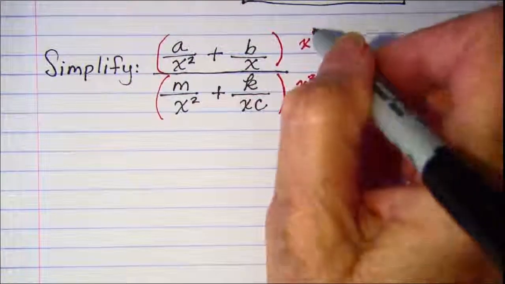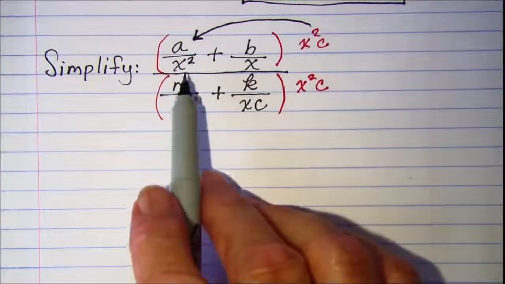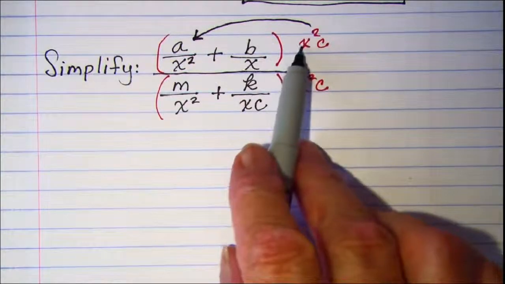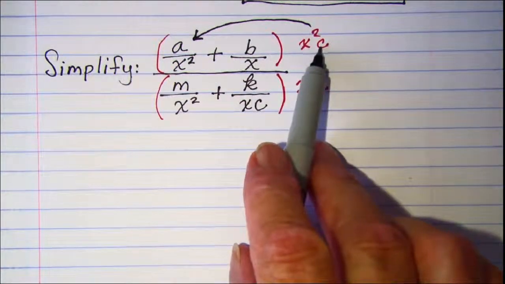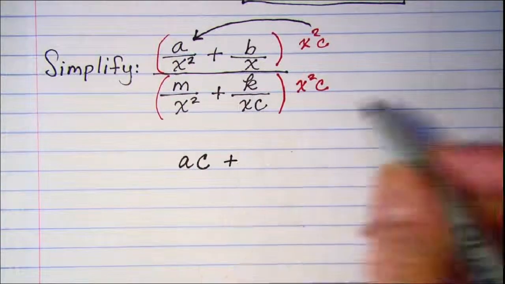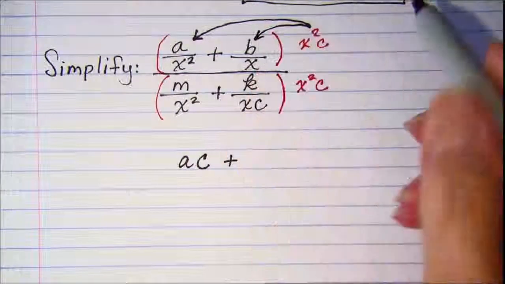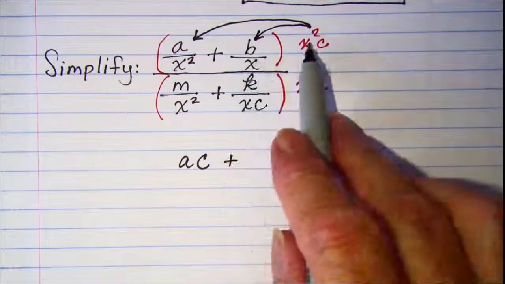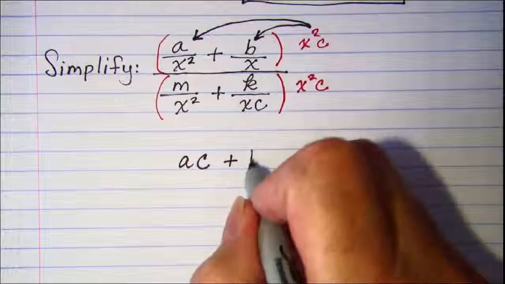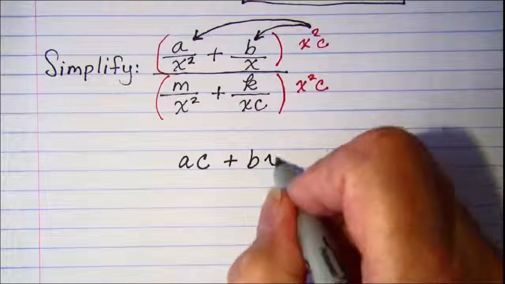Now when I distribute this product first to this fraction, my x squared in the denominator cancels with the x squared here, and all I have is the c times the a. When I multiply the product here by this fraction, this x cancels one of these x's off, and I still have my b, and then I have a single x multiplied by c.